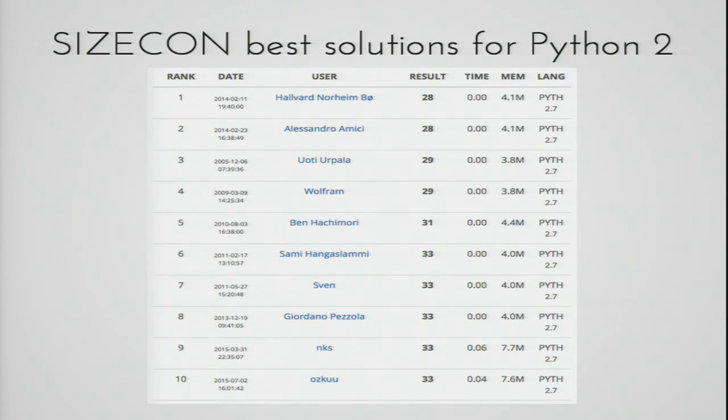Now, what is the solution? For Python 2, the reason I'm giving this talk is that I have one of the two best solutions. I wrote one of the two best solutions that are uploaded to SPOJ. Quite strangely, the problem was published in 2005, and after 6 months someone already found 29 solutions, Uti Urpala, and only after 9 years Halvar Norheimbo, who is very well known, one of the best code shorterers in Python, found the solution just days before I found it as well. So after 9 years, two people in 2 weeks managed to get 28.